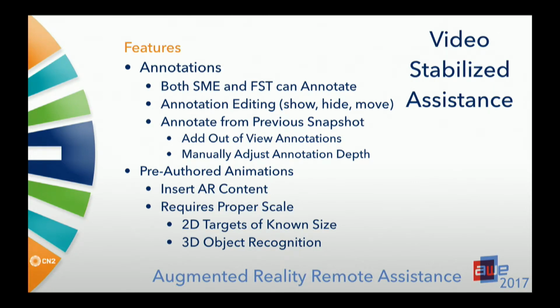Also, another nice feature is to be able to go back to previous snapshots as the SME or even the FST and do annotations from there, because the person in the field might not be looking where you want them to look, and you might want to draw something in another location. So that's an out-of-view annotation. And then there are some situations where the depth at which an annotation was placed in the world may not be accurate, and the SME can actually adjust that by looking at it from another angle and maybe sliding it in or out.